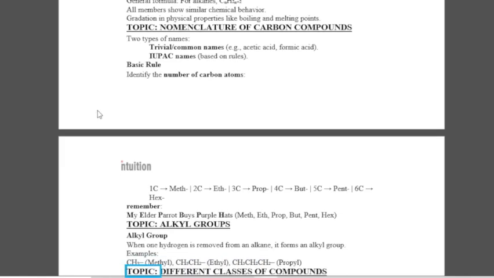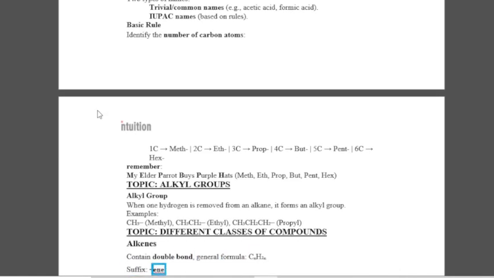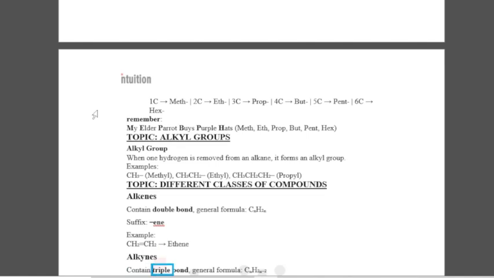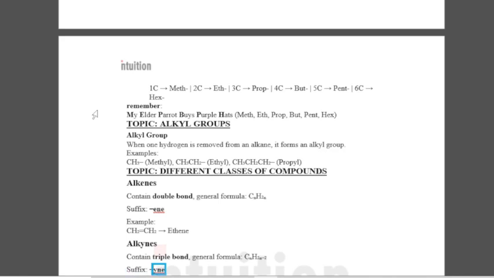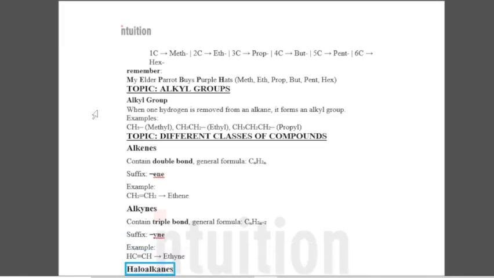Topic: Different classes of compounds. Alkenes contain a double bond. General formula: CnH2n, suffix -ene. Example: CH2=CH2 ethene. Alkynes contain a triple bond. General formula: CnH2n-2, suffix -yne. Example: HC≡CH ethyne.